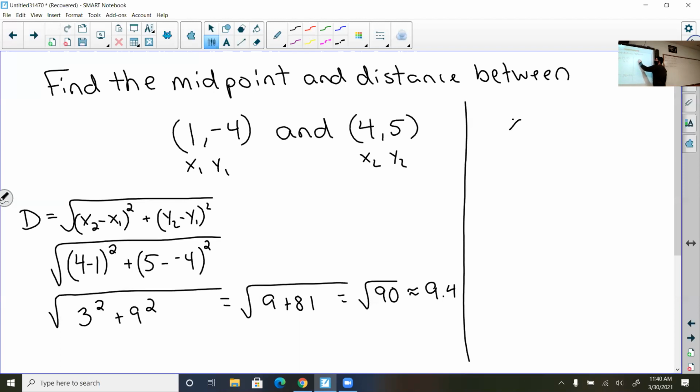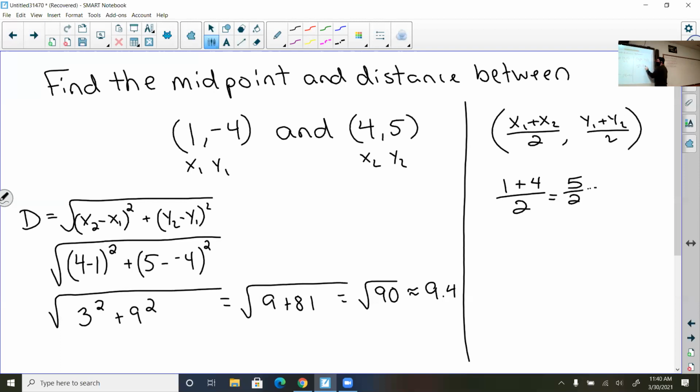For the midpoint, find the average of the x values, find the average of the y values, and then we're done. So let's add the x values together. 1 plus 4 over 2 is equal to 5 halves, which is also equivalent to 2.5. Either one is fine. Negative 4 plus 5 over 2 is equal to 1 over 2, which is equal to 0.5.